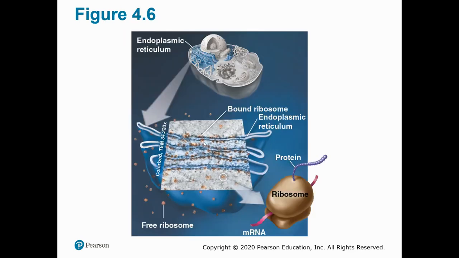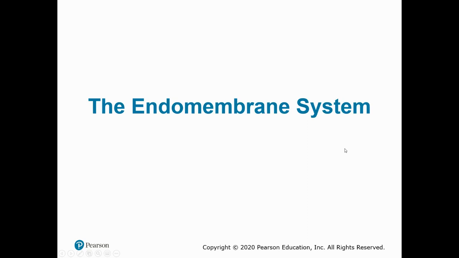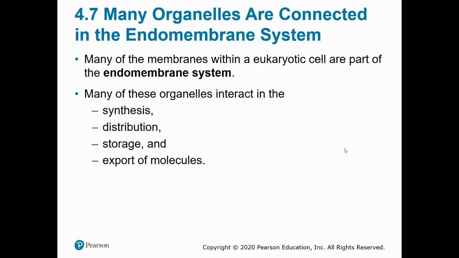If you see that a cell or a structure has a lot of something, that's probably because it needs it. So here is a picture of the endoplasmic reticulum. And we have a rough ER and a smooth ER. The rough ER is the one where the ribosomes are bound, but there are also free ribosomes. The endomembrane system is a continuous system of organelles that interact in the synthesis, distribution, storage, and export of molecules.